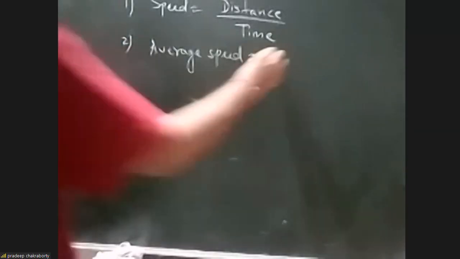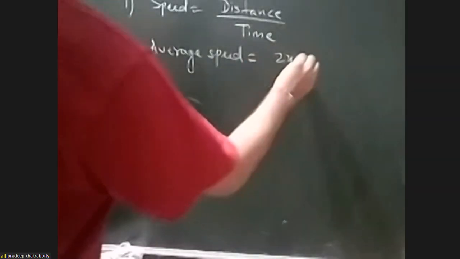That is formula number 1. In formula number 2, if there are two speeds of two things, x kilometer per hour and y kilometer per hour, to cover the same distance, then the formula for average speed is 2xy upon x plus y. So, same distance.